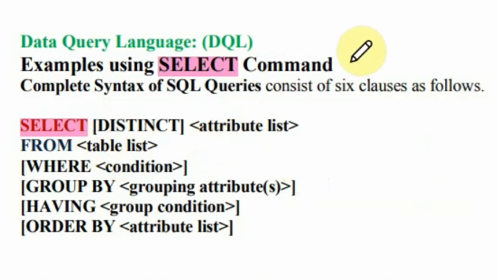What I have put in the square brackets is considered to be optional, so they may or may not be there; based on your requirement you can use them. Now what is the distinct keyword? The distinct keyword will remove the duplicates in the result and give you only the unique entries. And this is the attribute list: the attributes that you want to project in the result, you will give in the select clause.